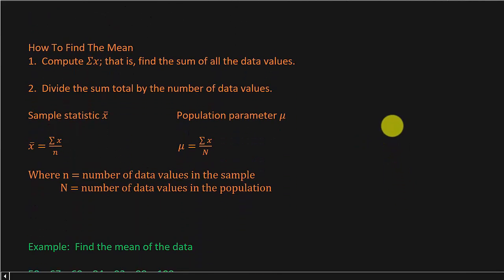Now, how do we find the mean? Well, you already know how to find this. You've probably done this all through school, averaging your grades up. You basically add all the values up and divide by however many numbers you have. All right, so first thing we have to do is compute the sum of x.